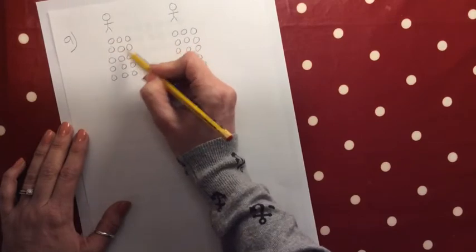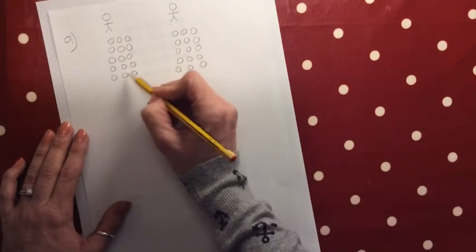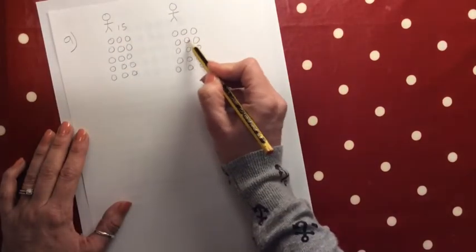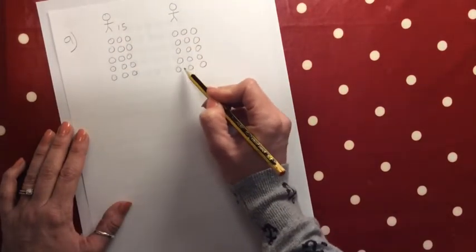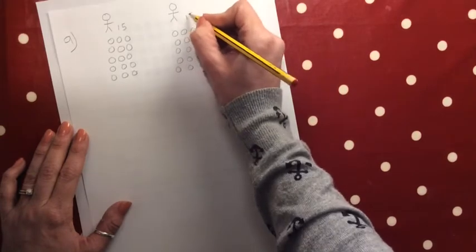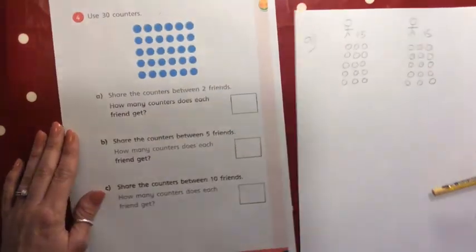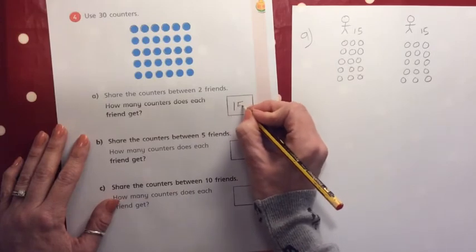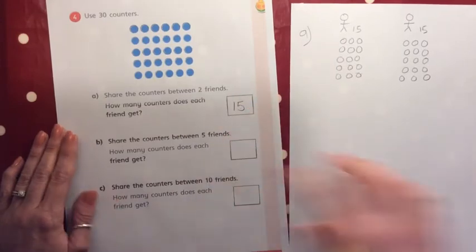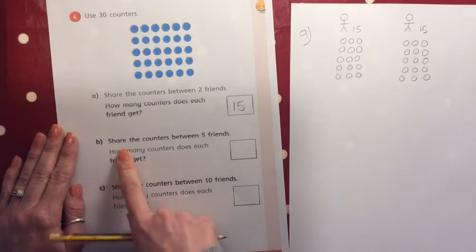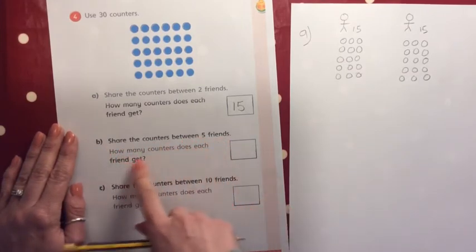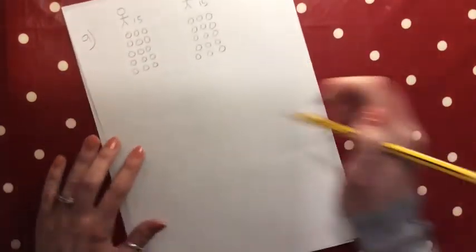1, 2, 3, 4, 5, 6, 7, 8, 9, 10, 11, 12, 13, 14, 15. I'm just going to make sure I've done it equally. So each friend gets 15 when I share 30 counters between 2 people. B, share the counters between 5 friends. How many counters does each friend get? So I need to draw five friends now.